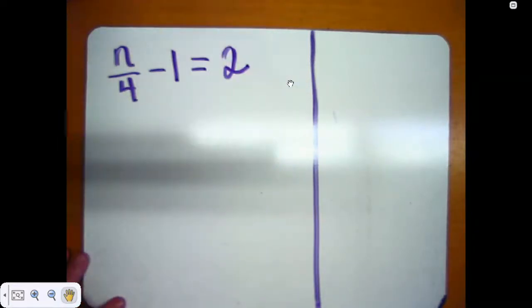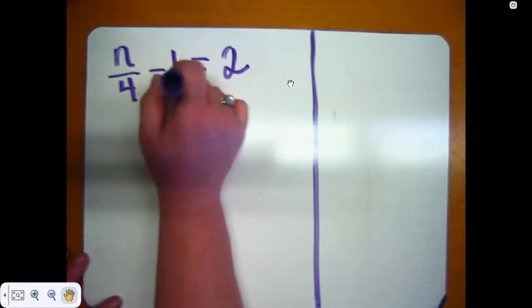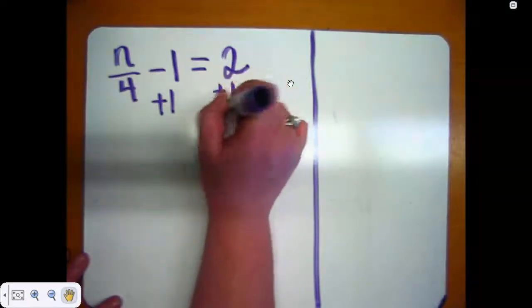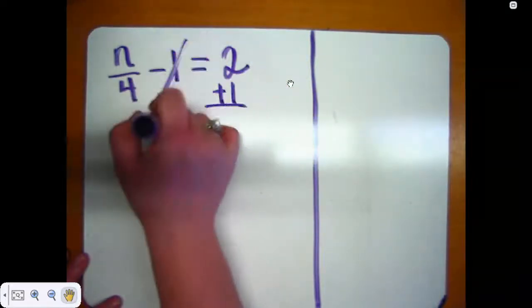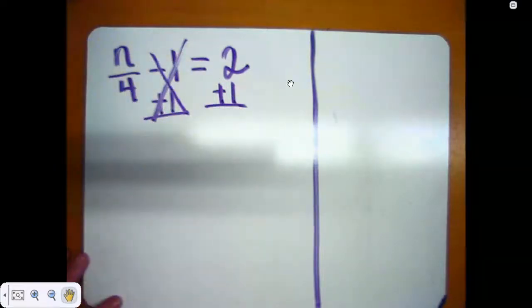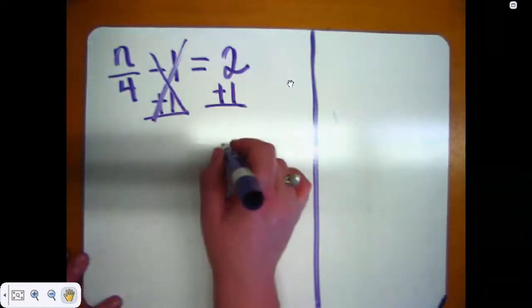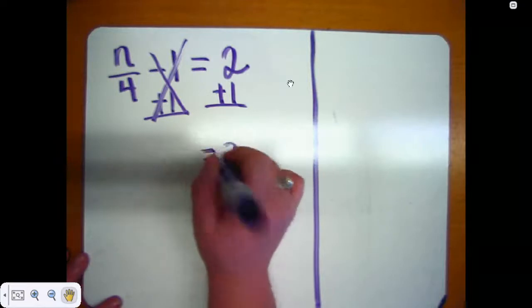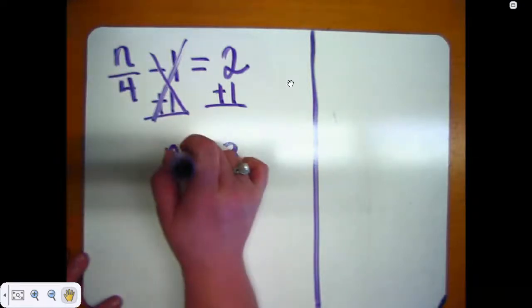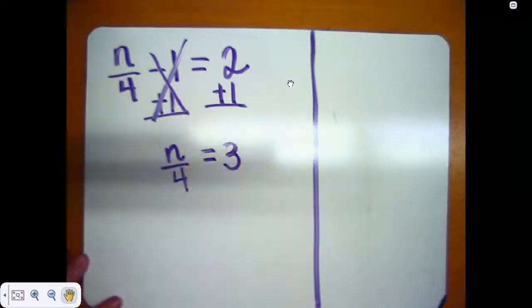Again, I want to get my variable by itself. So I'm going to do the additive inverse to negative 1, which is positive 1, and I do that to both sides. This one goes away because it equals 0. 2 plus 1 is 3. I bring down my equal sign and I bring down my n over 4.